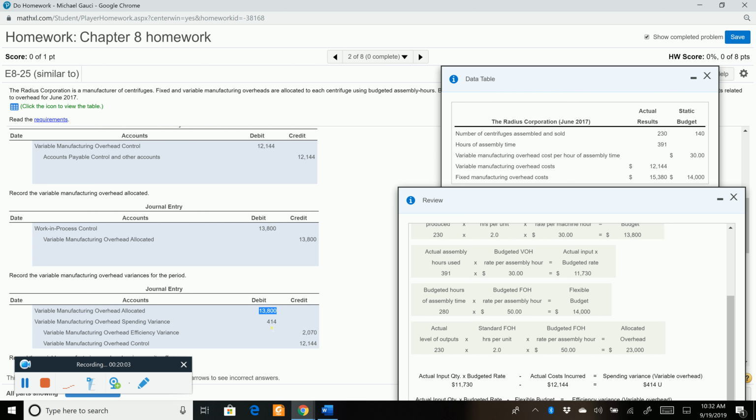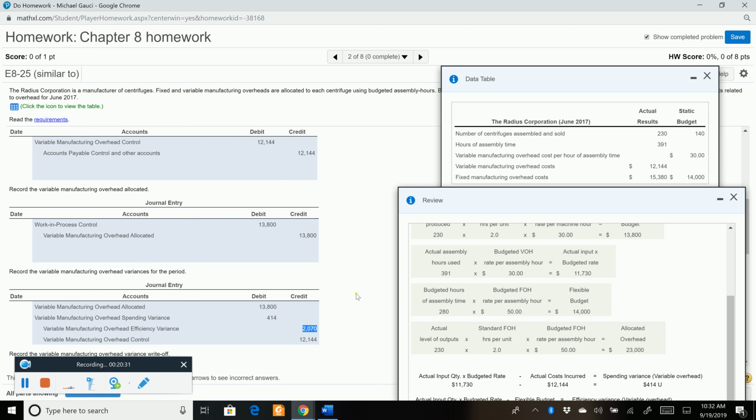As we said, the spending variance was unfavorable by $414. We calculated that down here, bottom right. The difference between column 1 and 2, if you will. Unfavorable variances will have a debit balance. And the efficiency variance, the difference between column 2 and 3, that was favorable in this case. Favorable variances have a credit balance.